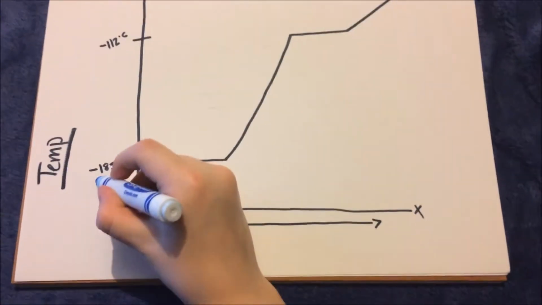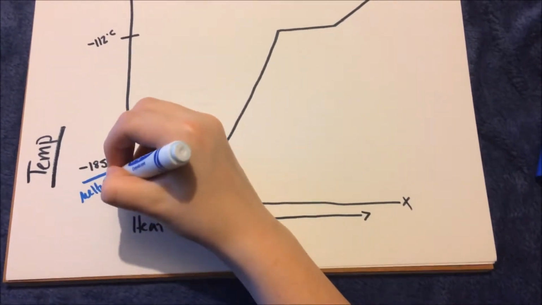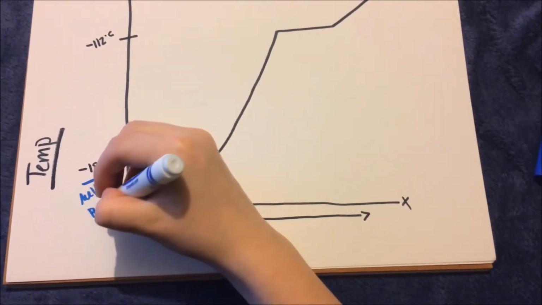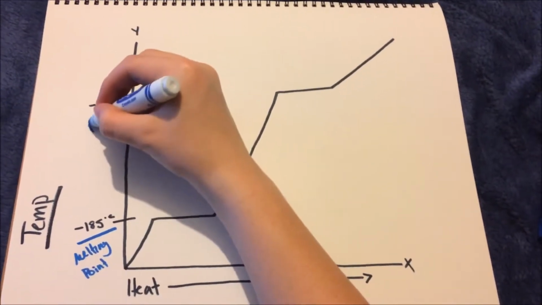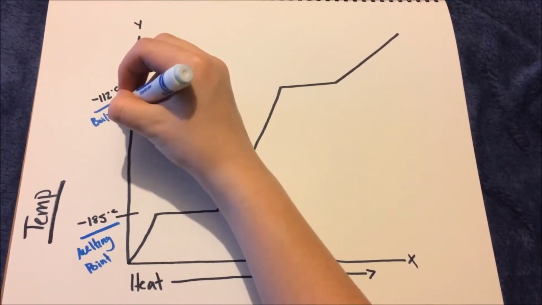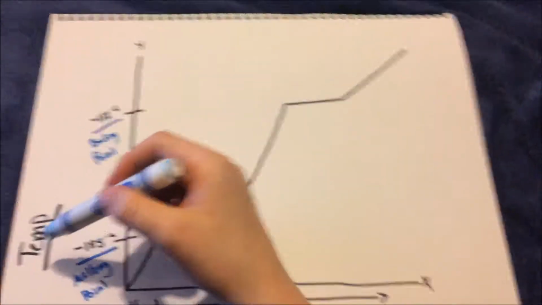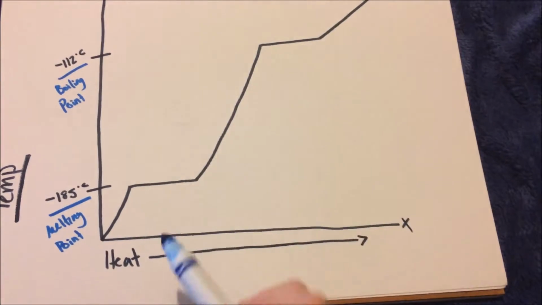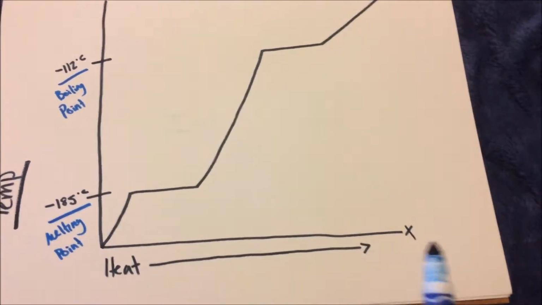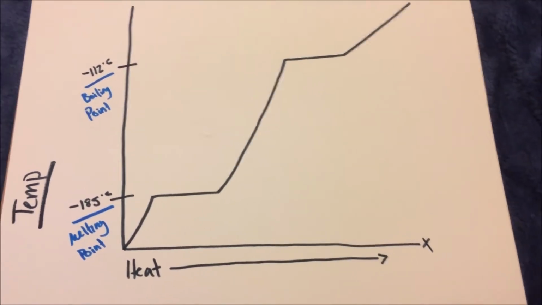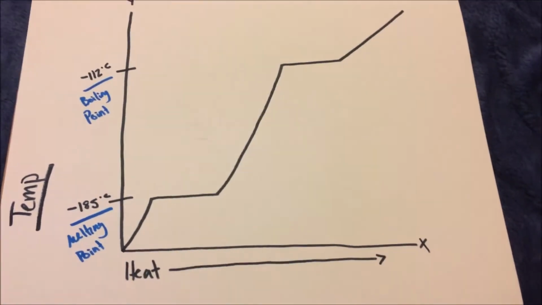Alright, so this right here is going to be a melting point for my molecule, and this -112 is going to be a boiling point for my molecule. Alright, so what is this? This is the temperature side, and you can look down here, and on the x-axis this is going to be heat increasing as you go further. So what does all that even mean to me? Like, why does that matter?